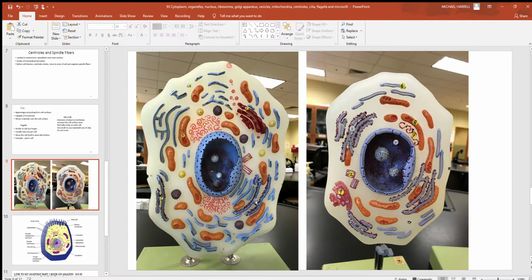And again, the ribosomes might be attached to the rough endoplasmic reticulum, or they might be free. That's what these little red dots are, free ribosomes. Again, free ribosomes make proteins that will be staying inside the cell. Those attached to the rough endoplasmic reticulum make proteins that will be going out of the cell.